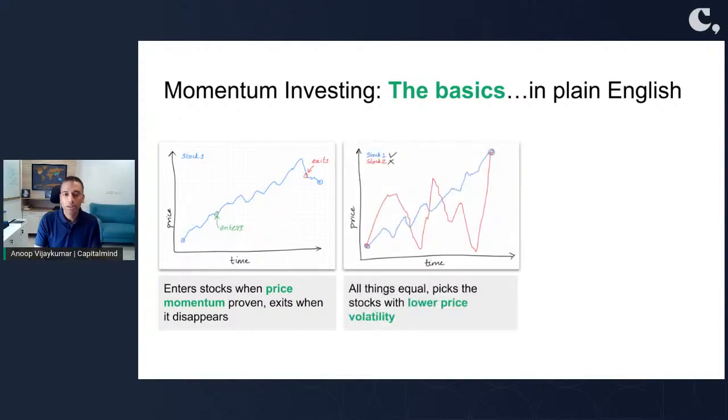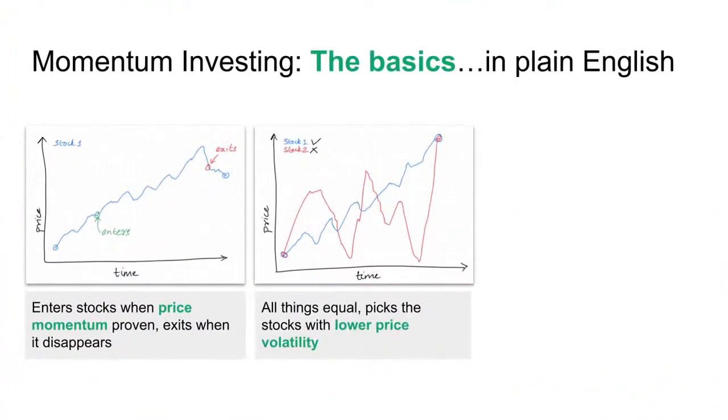All things being equal, a momentum strategy, or one version of a momentum strategy, picks the stocks with lower price volatility. The idea, again, is that given two stocks which have done equally well in terms of how much they've gone up over a period of time, we would prefer the stock that has done so in a consistent and less volatile manner. The example here compares two stocks, but think of this comparison as being applied to the entire universe of stocks, and then the ones scoring both high on momentum as well as low on volatility become candidates to be part of the portfolio.